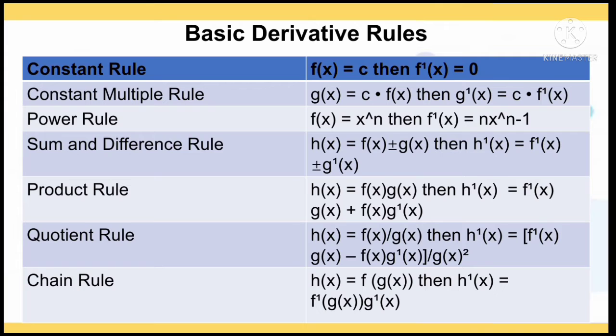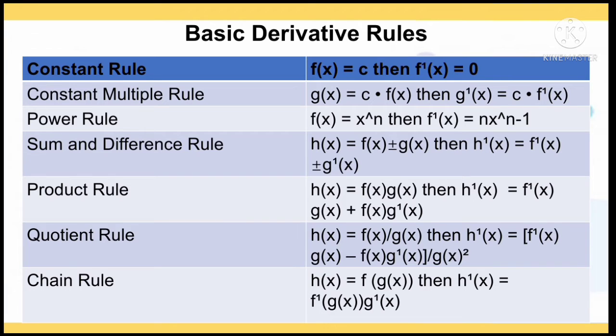Next would be the sum and difference rule, where h of x is equal to f of x plus or minus g of x, then h prime of x, or the derivative of h, is equal to f prime of x plus or minus g prime of x.